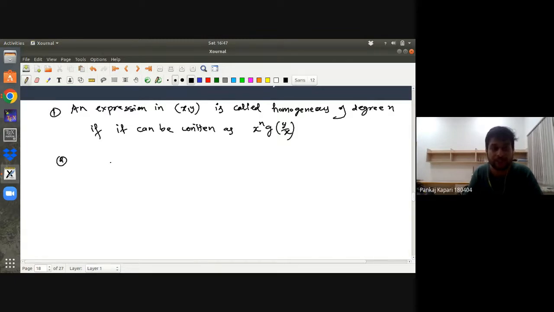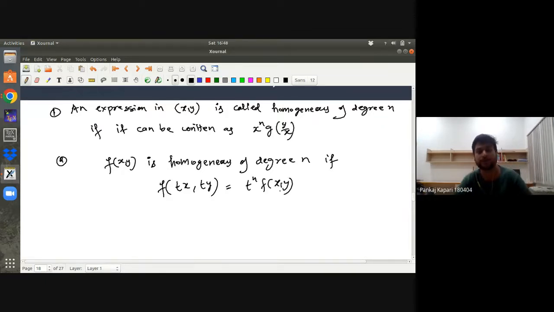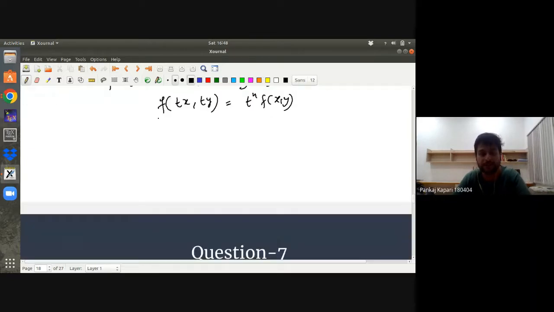And in the second definition, we say that the function is homogeneous of degree n if f of tx, ty can be written as t to the power n times f of x comma y. Okay, in these cases we say the function is homogeneous.